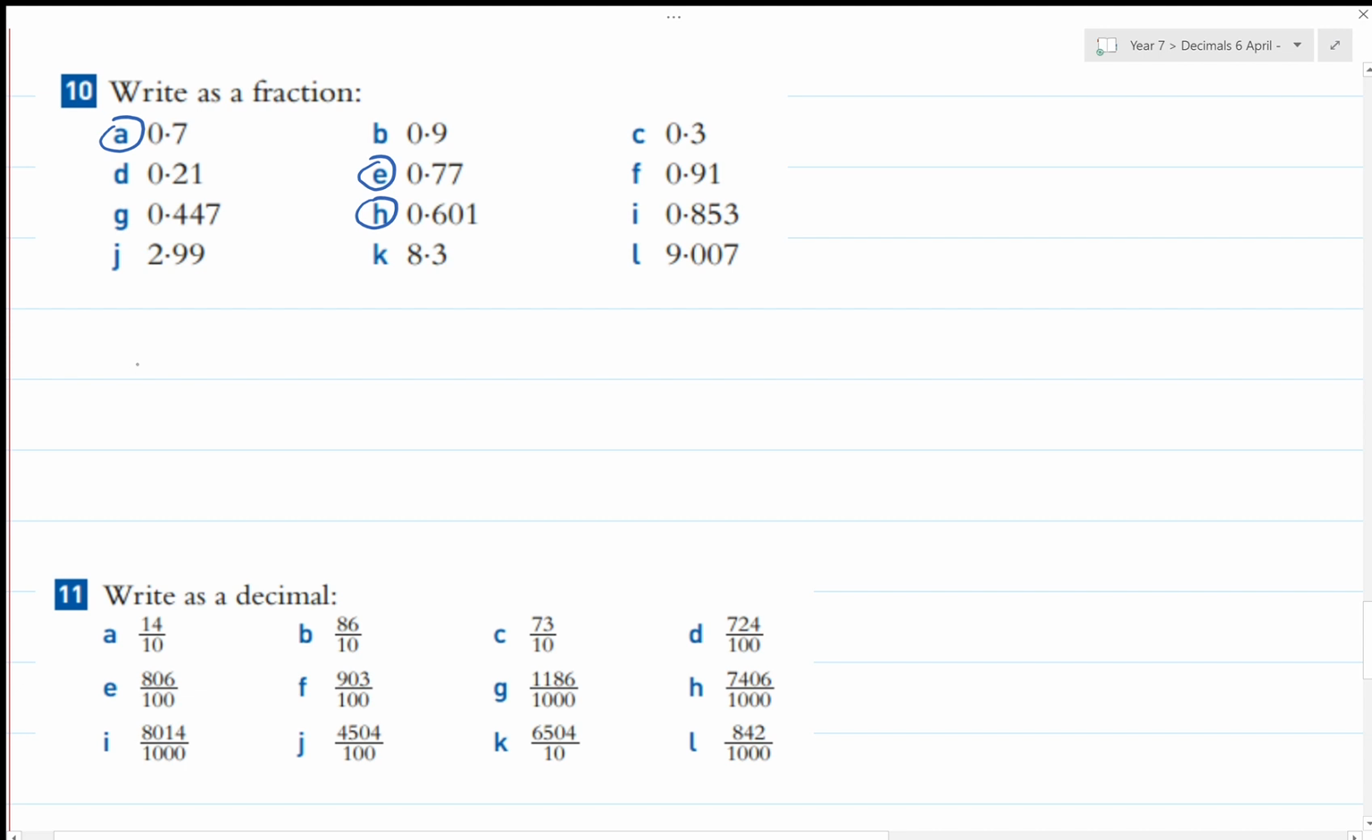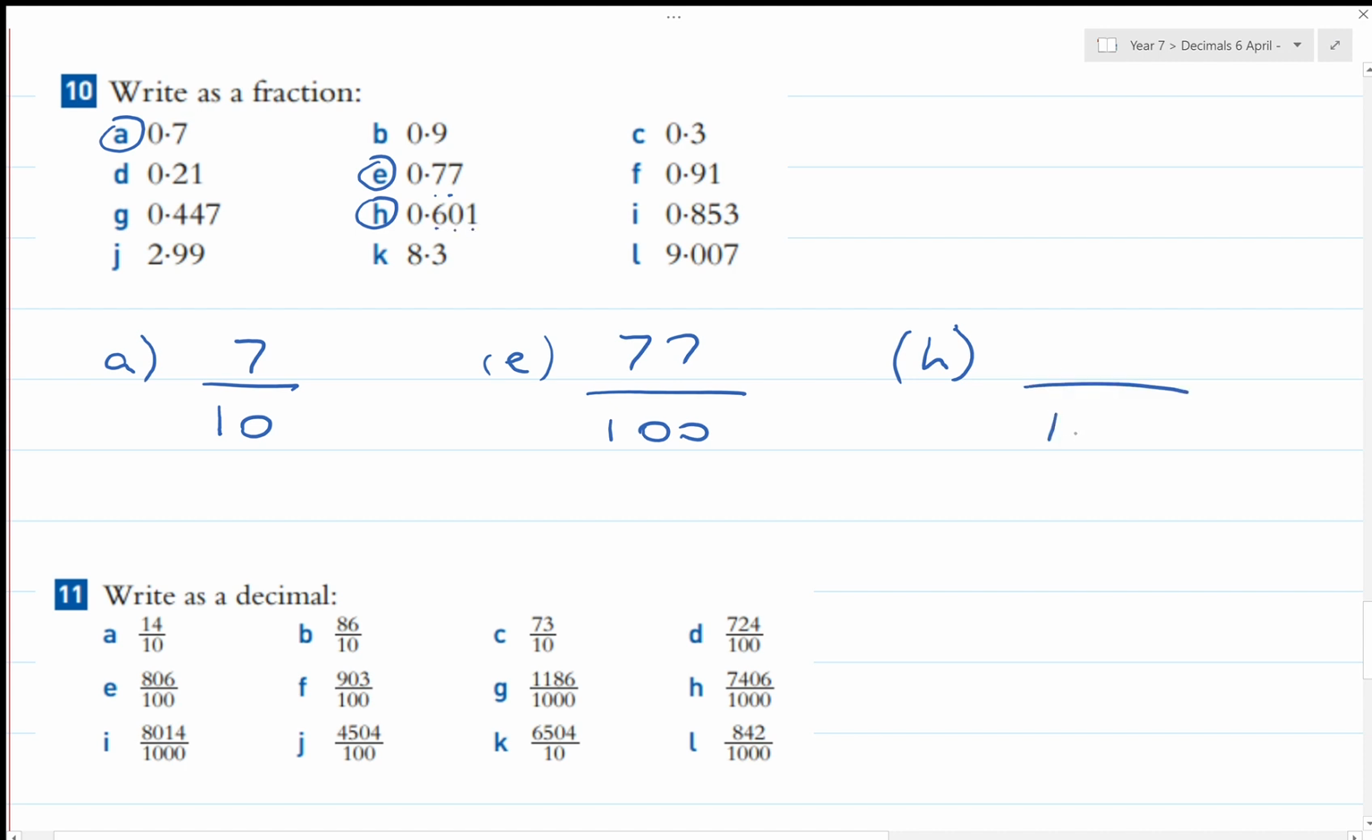Do these ones. So 1 decimal point, so the number on the bottom must have 1 zero, a 10, 7 on top. 2 decimal points, the number on the bottom must have 2 zeros, 100, 77. 3 decimal points, so the number on the bottom must have 3 zeros, just like that.